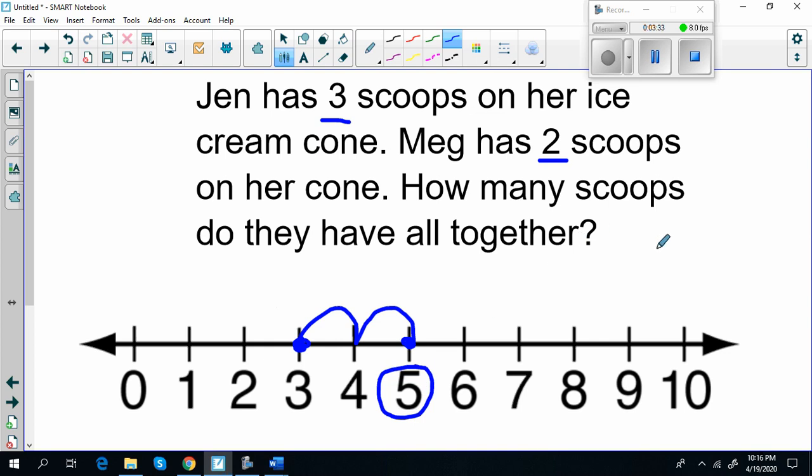Now, you're going to try some of your own story problems and solve them using the number line.